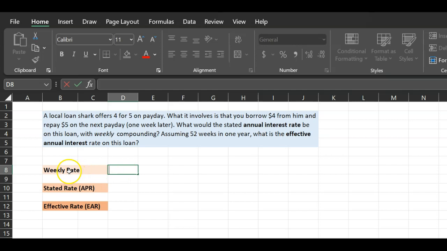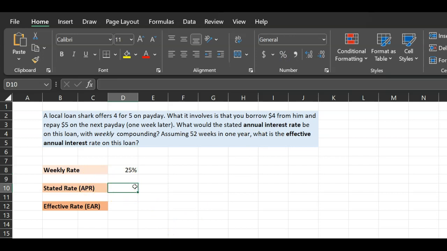The first is the weekly rate. In other words, how much is the interest rate that you're paying on a loan that you're taking out for 1 week? Because you're paying $5 after borrowing 4, you're essentially paying an interest of $1 on a $4 loan. So for 1 week, your interest rate is 0.25. Yes, 0.25, 25%. And that's the weekly rate.